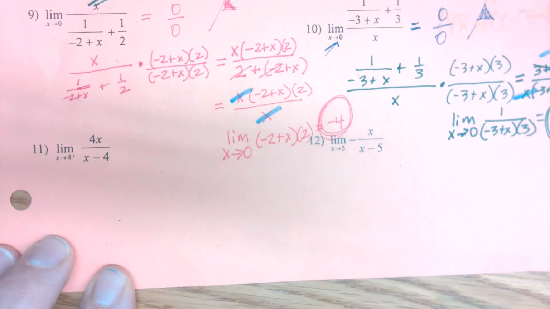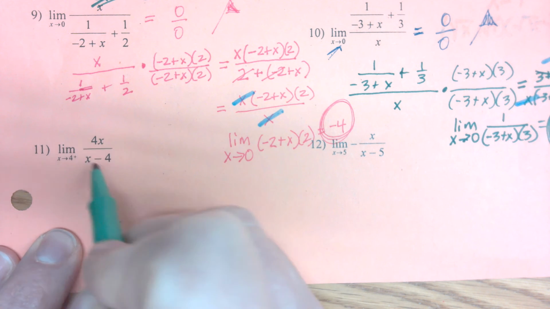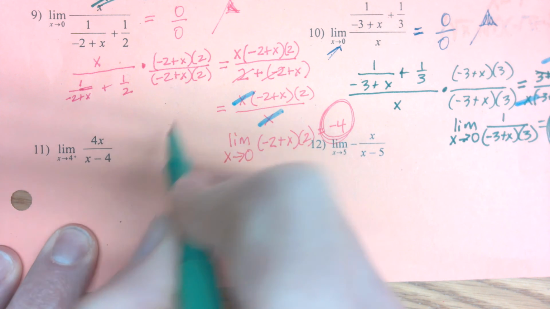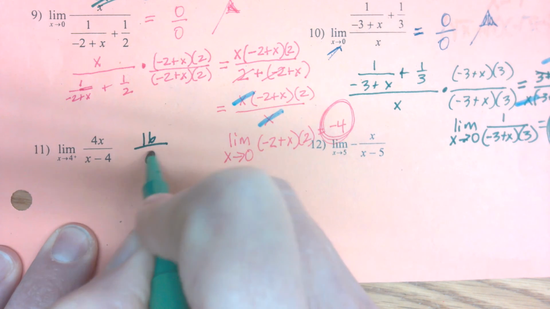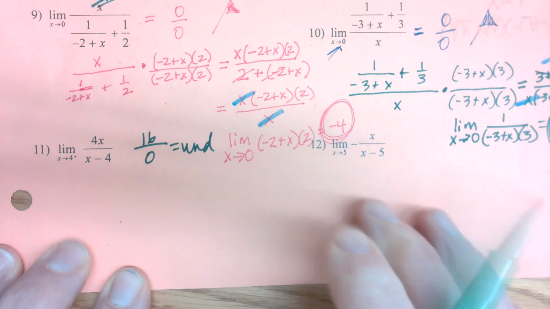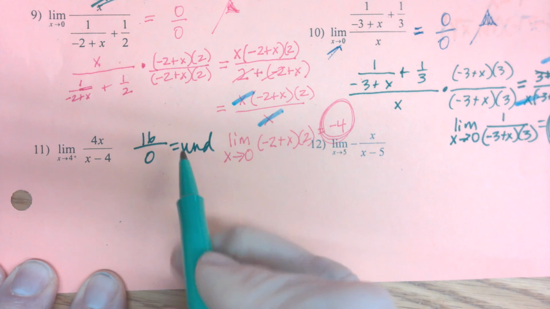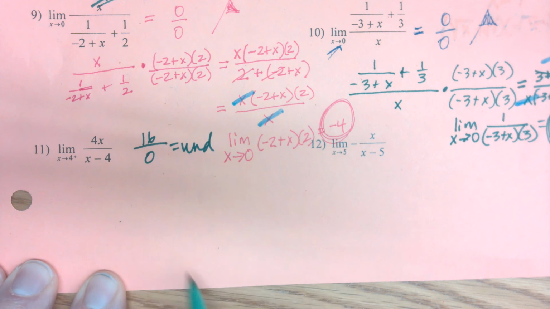These go pretty quickly again. So this is, plug the value in. It's not approaching infinity. Plug it in. I get 16 over 0. This is undefined. Undefined typically means I have an asymptote.